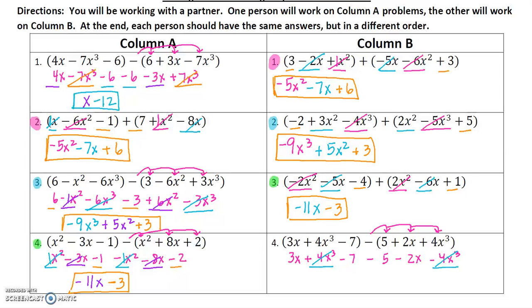And my next one, oh, I don't want that color. Sorry. All right, my next one then looks like it's going to be the x's. So I have a 3x and a minus 2x, so 3 minus 2 is just 1x. And then the last thing I have are the numbers. So I have a negative 7 minus 5, which will give me a negative 12. So does it look like that matches? We haven't done purple. So number 4 matches with number 1.